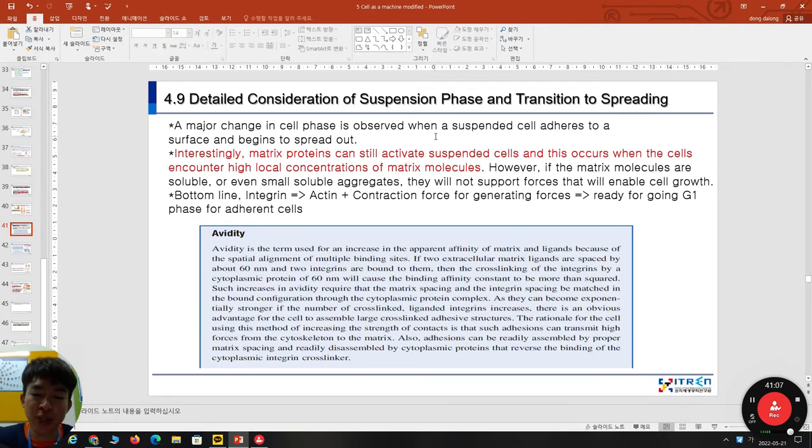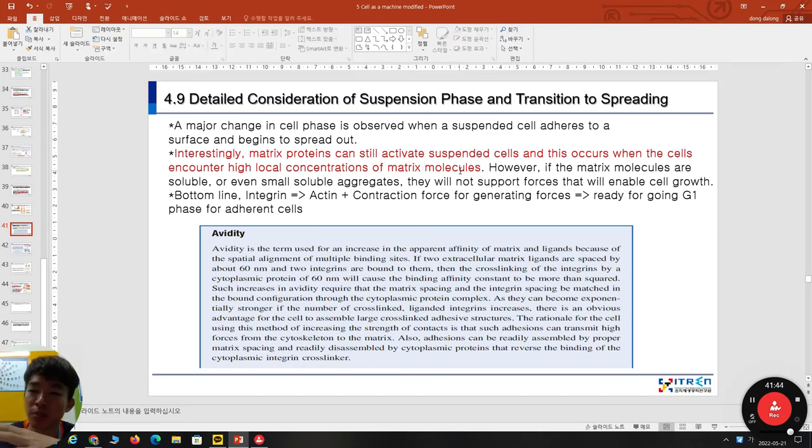Detailed consideration of suspension phase and transition to spreading. A major change in cell phase is observed when suspended cells adhere to a surface and begin to spread out. Interestingly, matrix protein can still activate suspended cells. This occurs when cells encounter a high local concentration of matrix molecules. When you culture fibroblasts in suspension, you can add fibronectin or collagen, and then they can activate the cell.